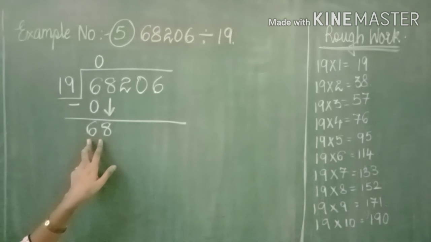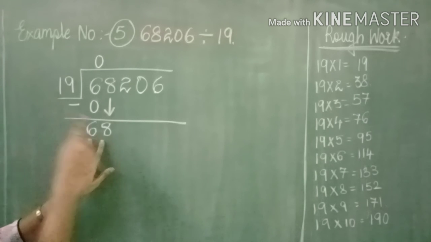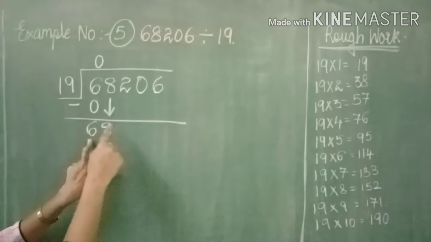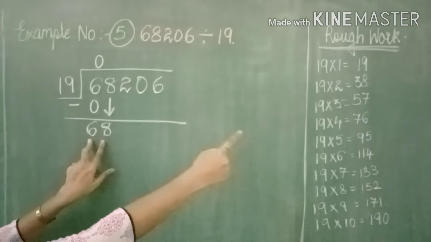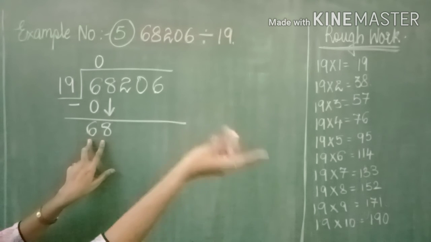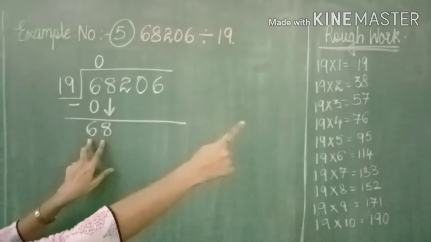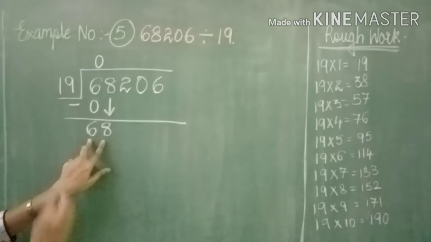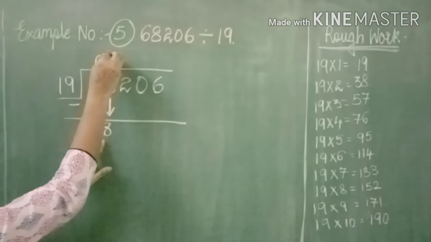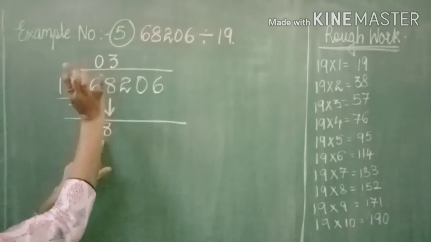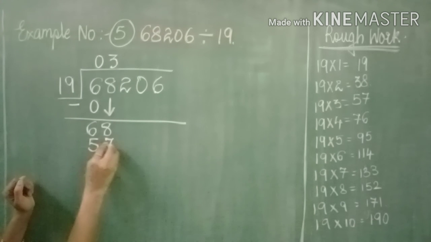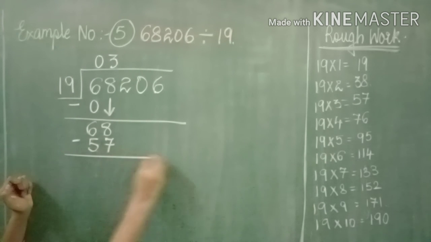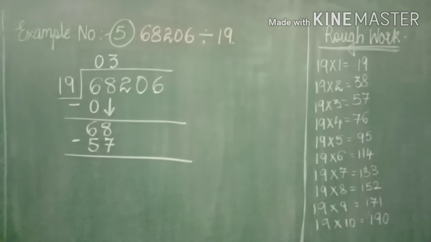Now we have to check in the 19 table for any number which is less than 68 or near to 68. As we can see, 19 threes are 57 and 19 fours are 76. 76 is a bigger number, and 57 is a smaller number. So we write 19 threes are 57 above the 8, and we minus. Now you have to do this mentally. We know the answer will come as 11.